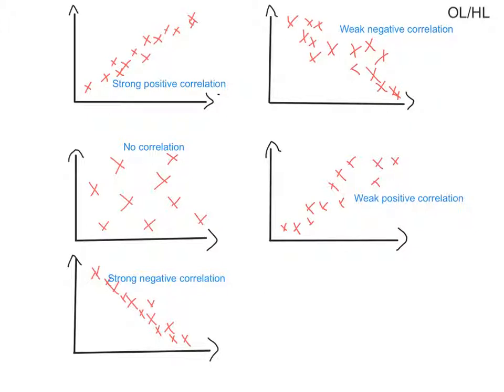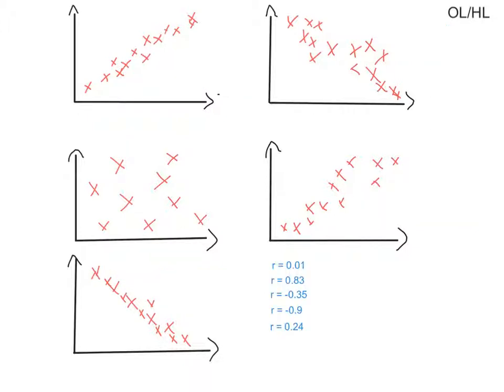Now let's remove all the correlation labels and start again using only correlation coefficient values to label our scatter diagrams. Try pausing the video and labeling the diagrams yourself. The first correlation coefficient is 0.01. As this is close to 0, it represents no correlation. Therefore, it's this scatter diagram.